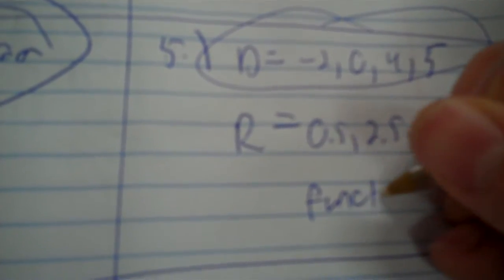All right, number 5. Identify the domain and range of each relation. Tell whether the relation's a function. So it's easy. These are my x's: -2, 0, 4, 5. So domain. And the range, we have 0.5, 2.5, 6.5, 2.5. Now, at this point, we don't care about the range. When we're trying to tell whether it's a function, we just care about the domain. There are no repeats, so it's a function.